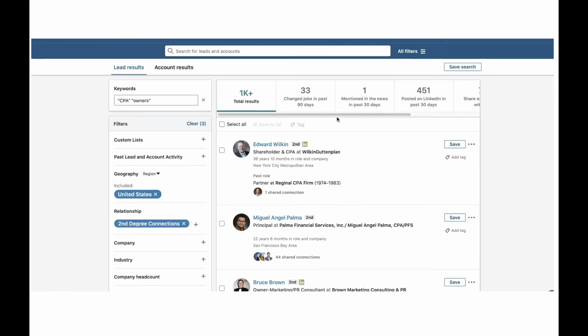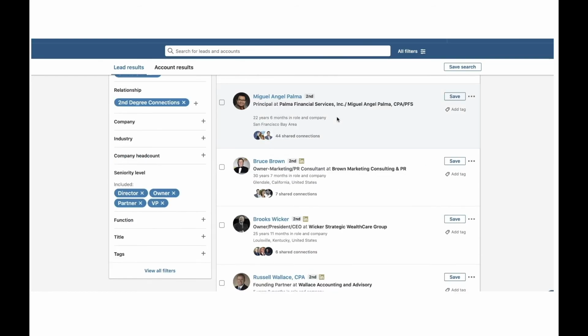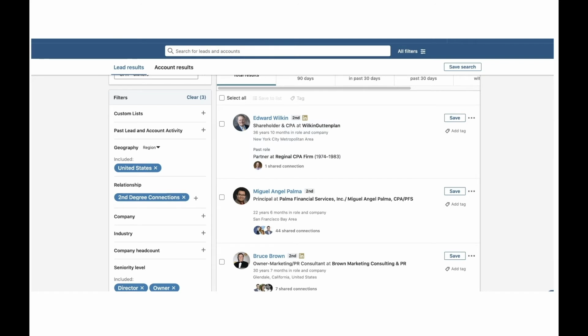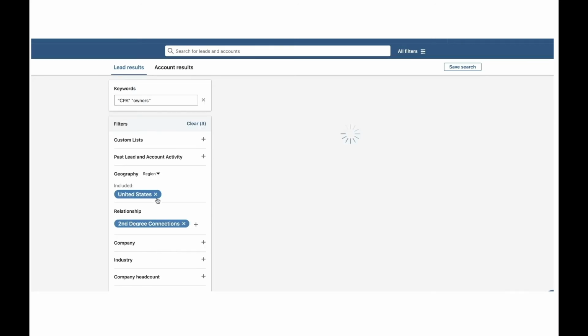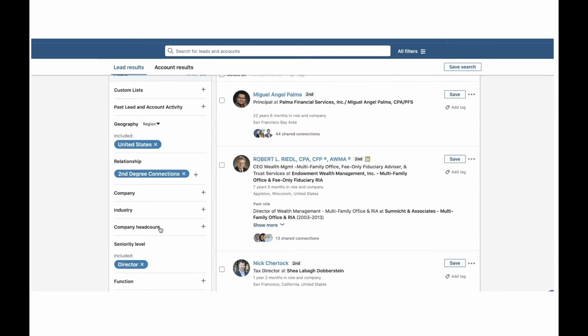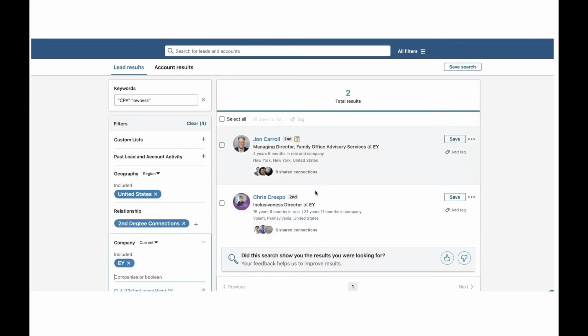Another great thing you can do with Sales Navigator is target a specific company. Let's say you want to target a specific company, and then you want to target directors, because that's where you can get results. Let's say I want directors at Ernst & Young, for example. There you go. Now you've got very specific in terms of the people you're targeting.